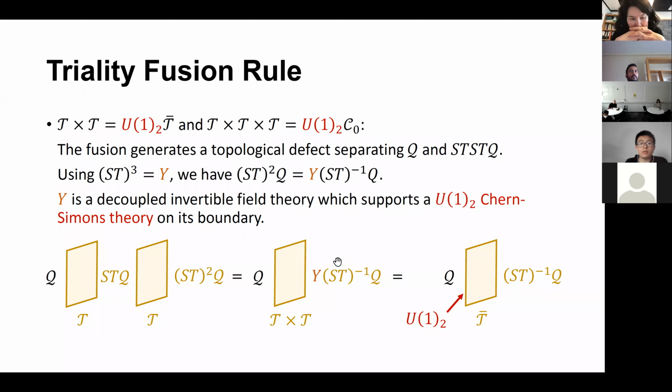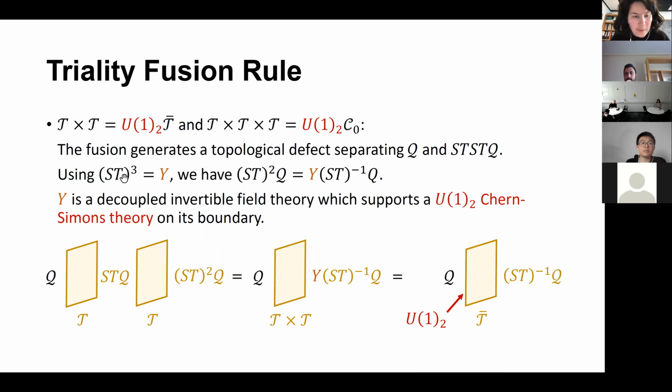When we do that, we recognize that this Y is just an invertible field theory, decoupled from ST inverse Q. And now I can just use the fact that I mentioned before: on the boundary of Y, there's a U(1) level 2 Chern-Simons theory. So I can make the following conclusion. When I fuse T and T, I will get a decoupled U(1) level 2 Chern-Simons theory on the domain wall, and the interface that separates Q and ST inverse Q. And the interface that separates Q and ST inverse Q is nothing but T bar.